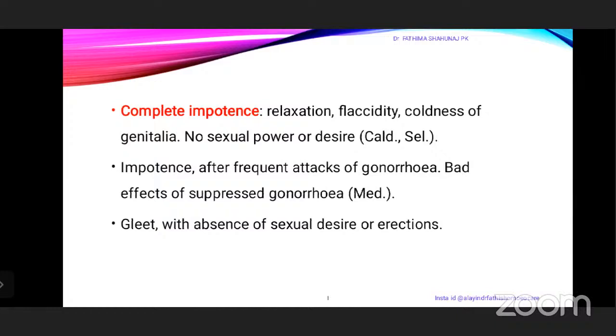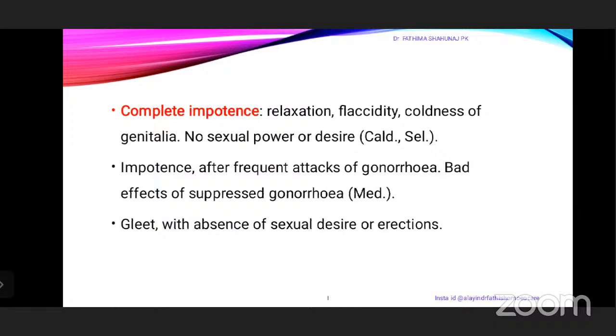Depression with relaxed penis, with sexual desire and excitement. And there will be no erection, even after stimulation there will be no emission at all and no orgasm, or it is embarrassing. So mainly in Caladium, there will be impotence with mental depression.